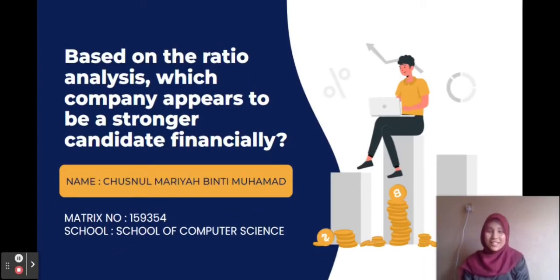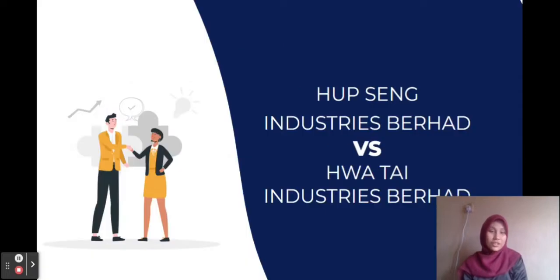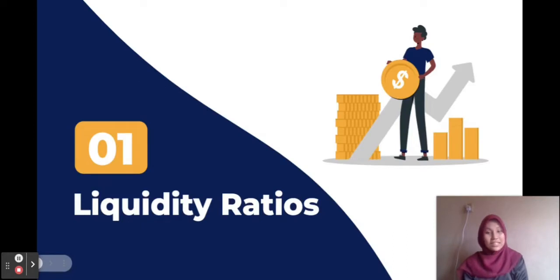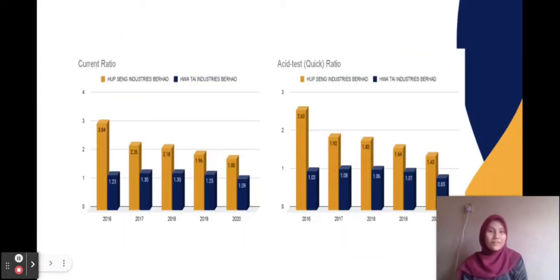Hello again. So, based on the ratio analysis, which company appears to be a stronger candidate financially? To answer this question, I will be comparing both companies, Seng Industries Berhad and Huatai Industries Berhad, based on four categories of ratios. The first one is the liquidity ratio. Liquidity ratios are sometimes called working capital ratios because that in essence is what they measure. The liquidity ratios are the current ratio and the quick ratio.